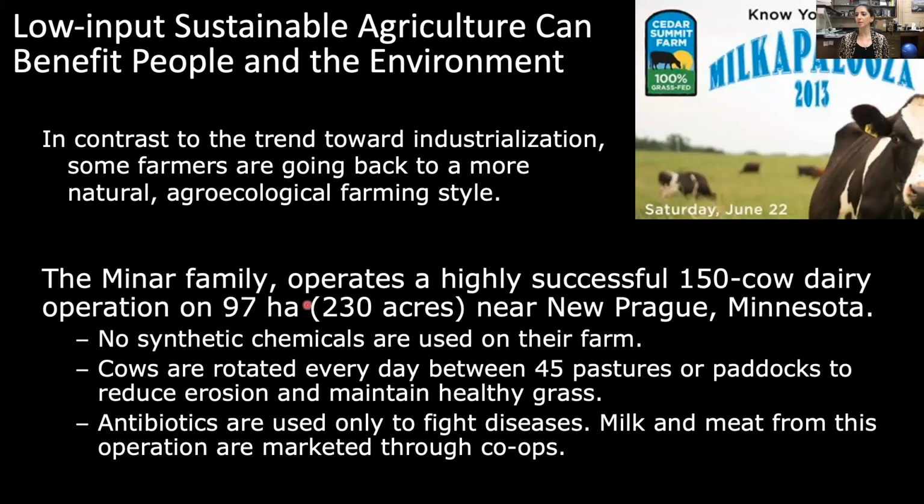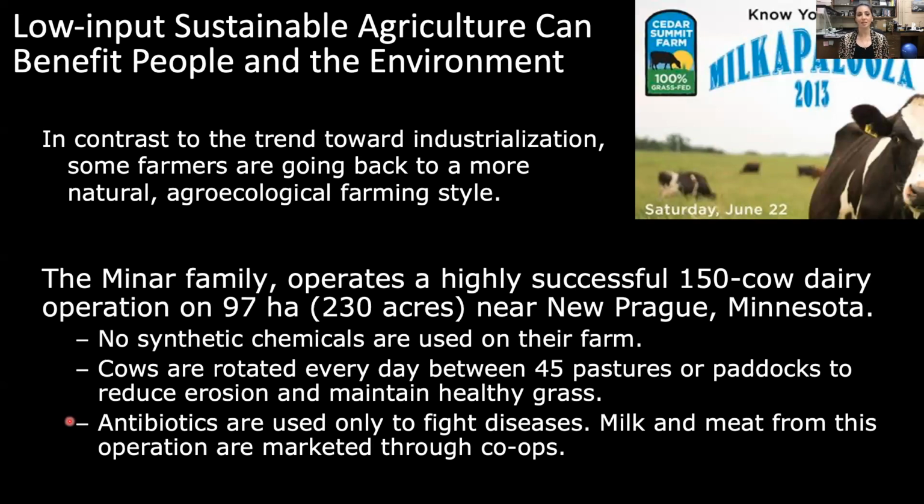This farm is about 230 acres. They don't use any synthetic chemicals in their farming practices. They rotate their cows every day between 45 different pastures that they have, in order to reduce erosion and also maintain healthy grass for the cows. And then finally, they sparingly use antibiotics. They do use them in order to fight disease, but they're not used indiscriminately. The milk and the meat that they produce from their dairy cows are marketed through co-ops.